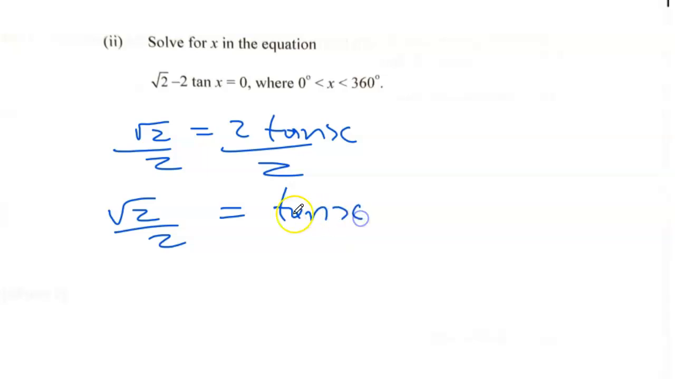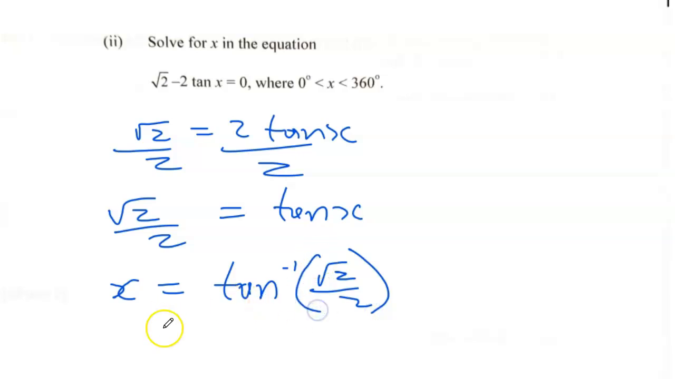And now to get x, we can use our calculator. Now x will be equal to tan inverse root 2 over 2. And this is something we can use our calculator to do. And I'm getting the primary angle here, using 2 decimal places, to be 35.26 degrees. But remember, between 0 and 360, 2 of the angles are positive for tan.